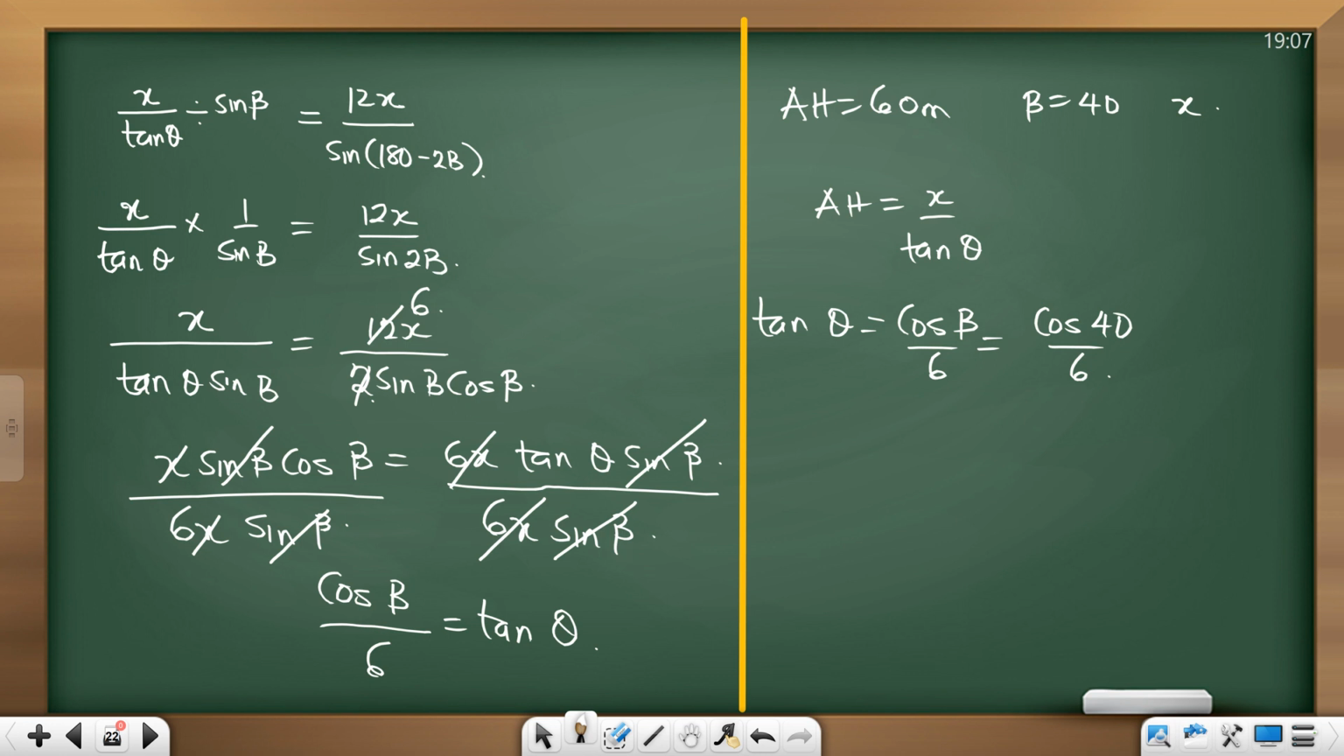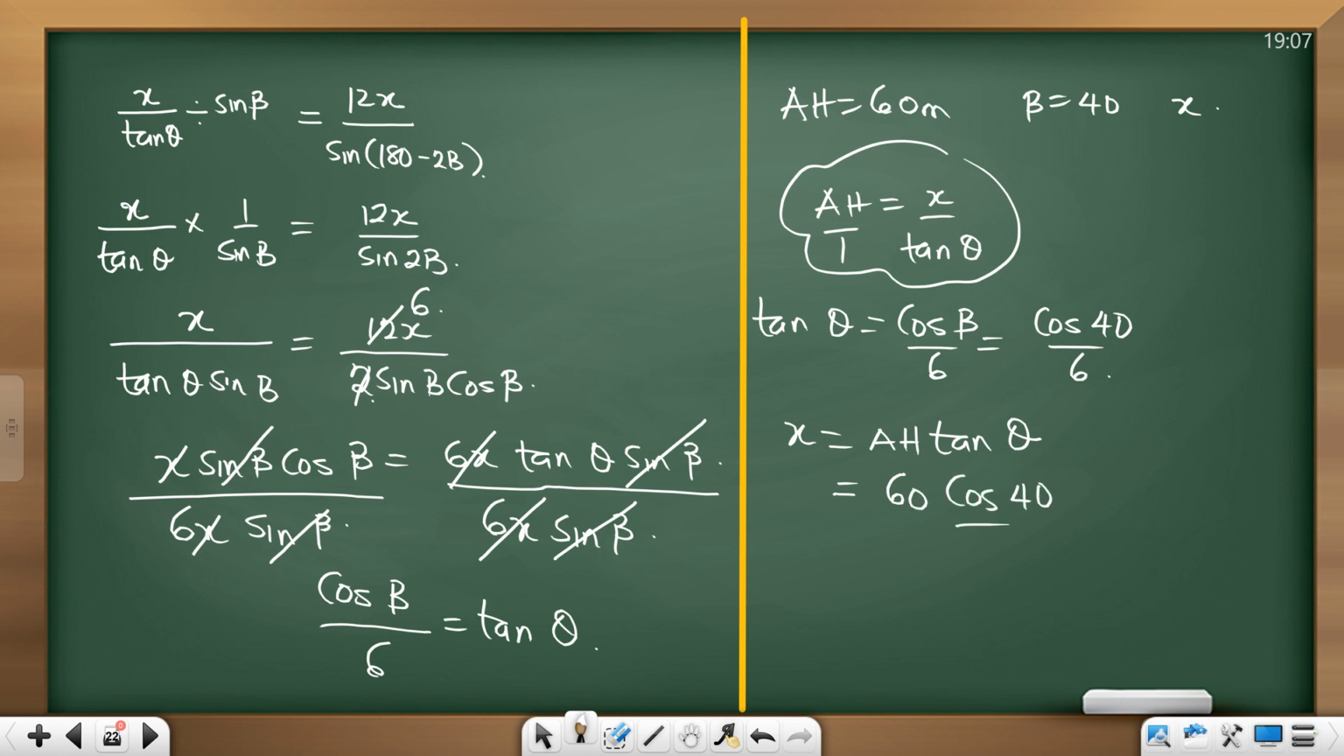You know what? I'm not even going to do it. Leave it. What am I looking for? Let's learn to be smart. From here, we're looking for X. This is where we cross multiply. X equals AH tan theta. AH is 60, tan theta is cos 40 over 6. Do you see? We use our calculator once. 7.66 meters. Confirm.